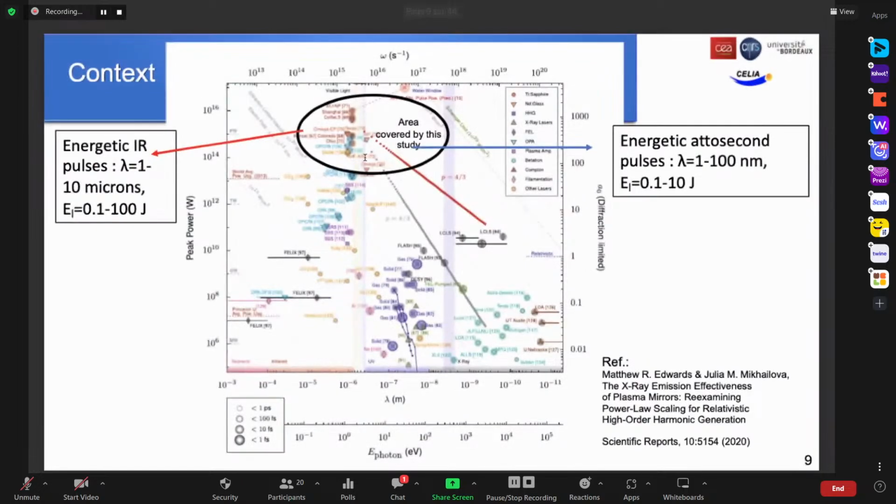Just to illustrate this with a summary of various sources available, why we're very interested in these attosecond pulses is because if you look at this classification of sources as a function of peak power and decreasing wavelength, you see that in the energetic infrared pulses part, there are a lot of sources, but energetic attosecond pulses, that's terra incognita.